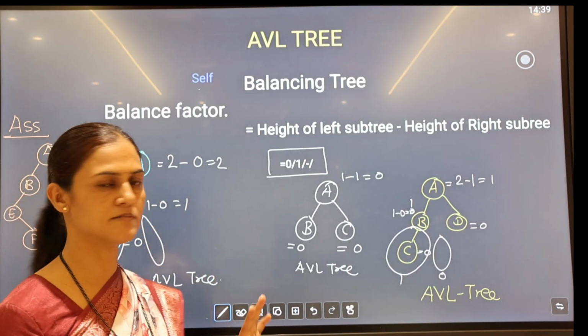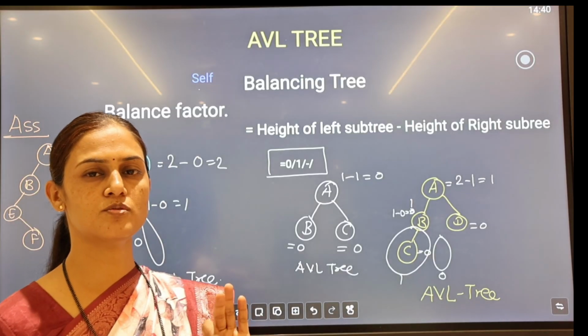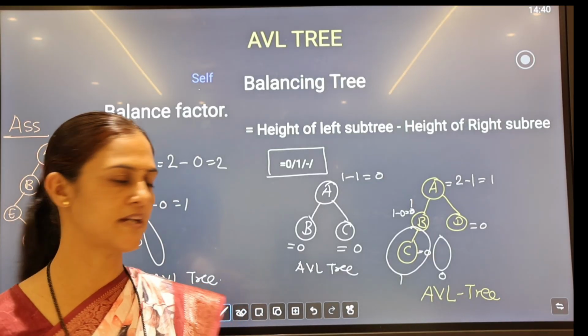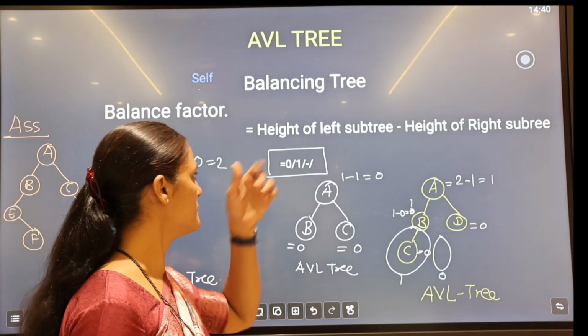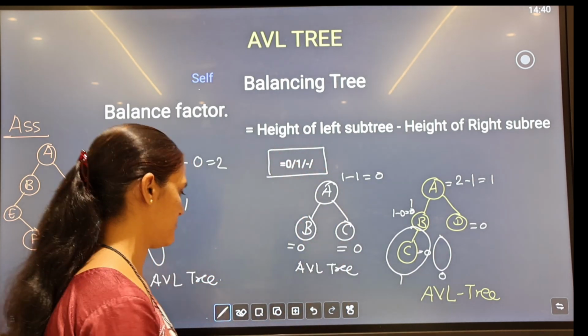These are the basic terms. In AVL tree, the balance factor of each node is either 0, 1 or minus 1. Balance factor is nothing but height of left subtree minus height of the right subtree.